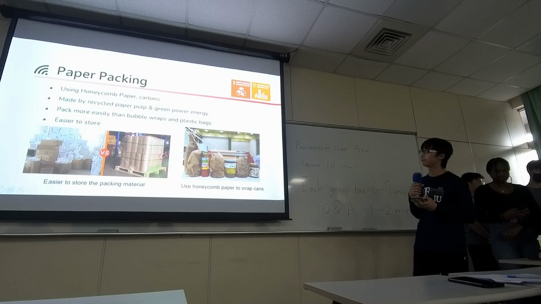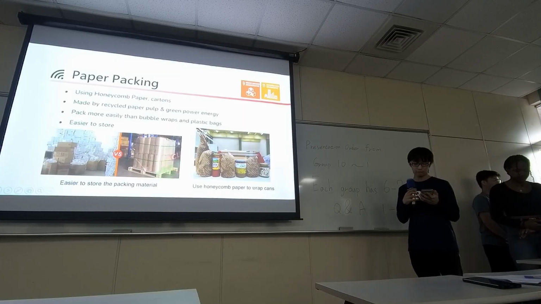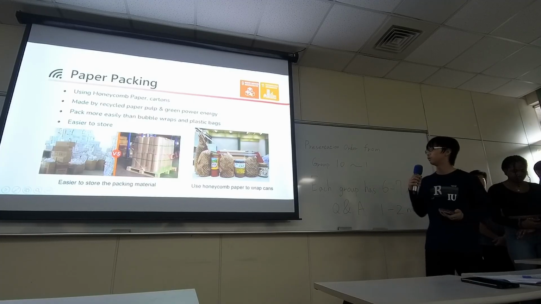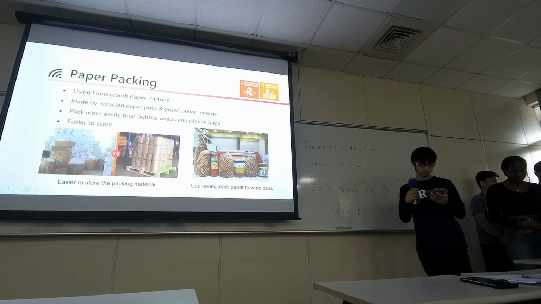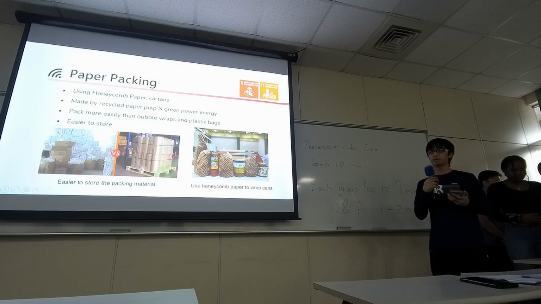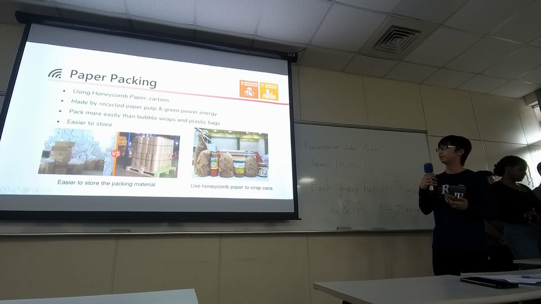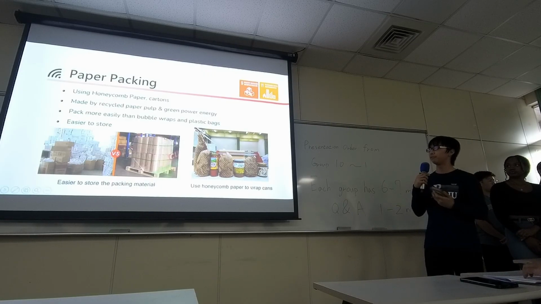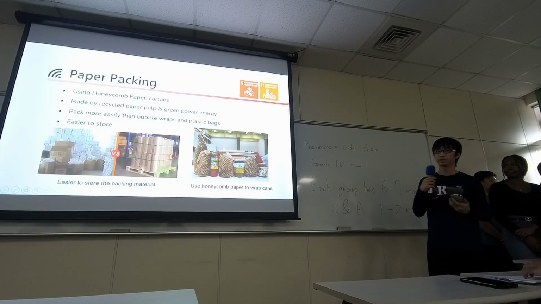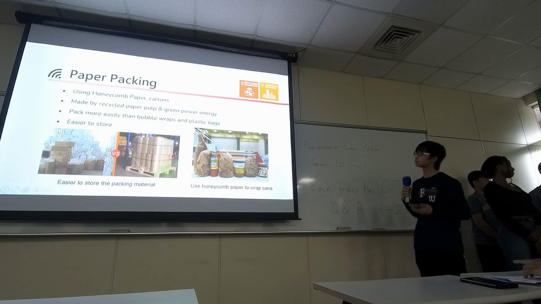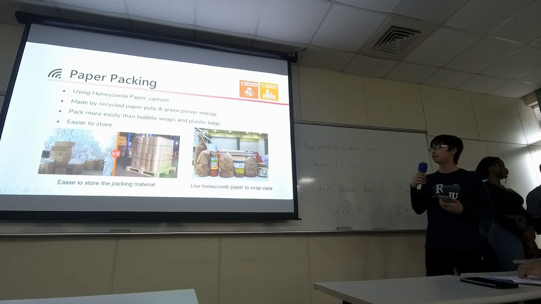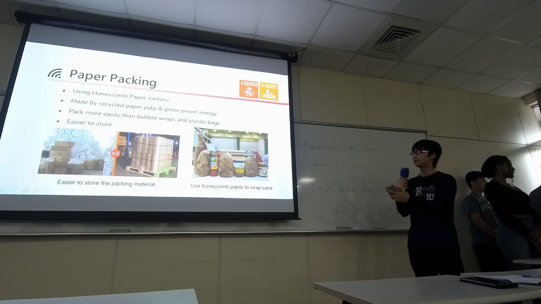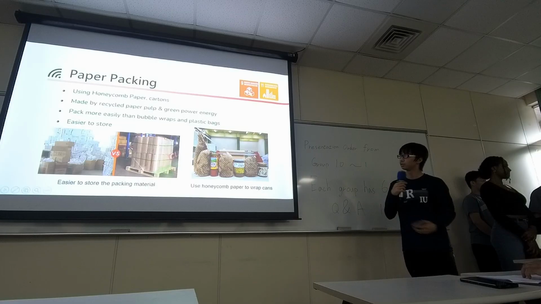The first one is paper packaging. As I said, some companies start to use cartons or papers to wrap the products. And I found a new material called honeycomb paper, and it's made from recycled paper pulp and green power energy, so it's totally eco-friendly, and it can pack more easily than what we used to use, bubble wraps and plastic bags, and it's easier to store, like the left picture.